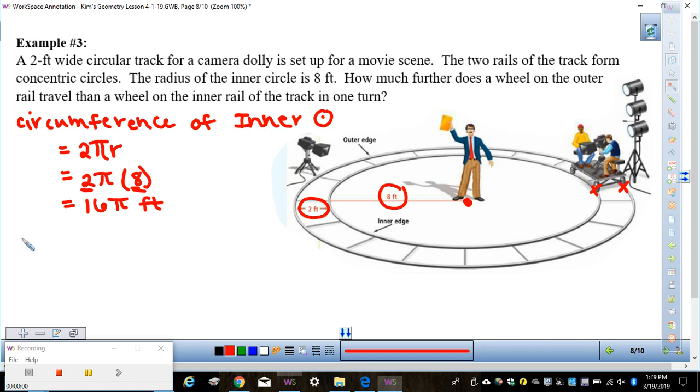Then we're going to do the same thing, but for the outer circle. So real quick, go ahead and write down what the radius of the outer circle is.